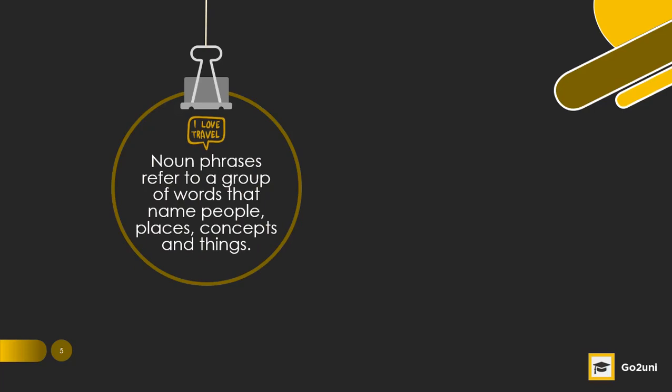So let's go back to our fundamental question. What is a noun phrase, or what are noun phrases? Noun phrases refer to a group of words that name people, places, concepts, and things. And by this, we mean that you have a group of words carrying out the same functions that nouns do in sentences. So let's move on.